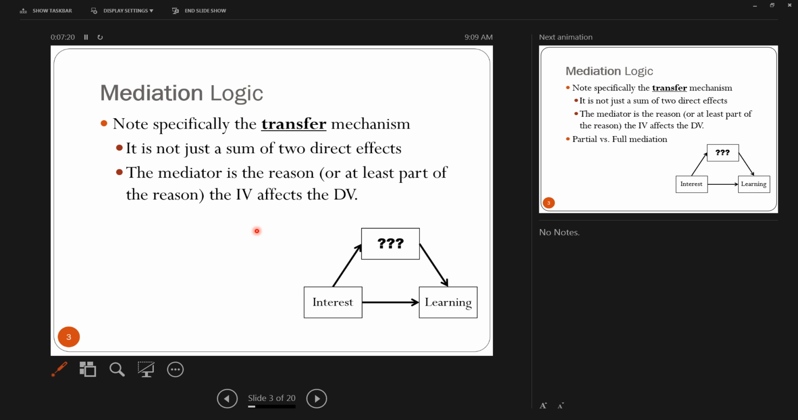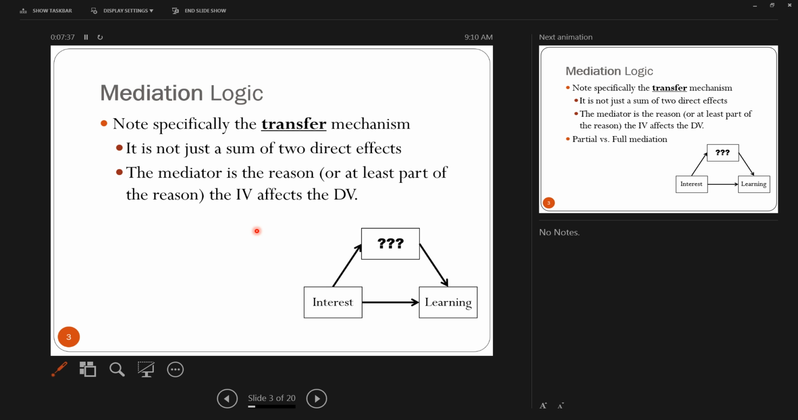Yeah, which it does in this case. Like with effort, when you're interested, you do try harder. Good. So try to remember it's the reason for the effect. If you're ever looking for a mediator, think about why. Why does this affect that?